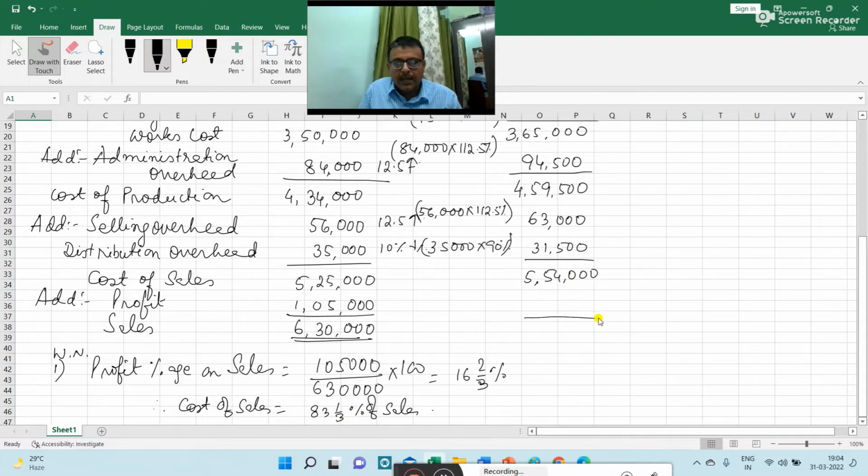So I am calculating here what will be the expected sales at the 2020 price. So 5,54,000 divided by 83 1/3%. So your sales figure is 6,64,800. And the profit is the balancing figure. This is 1,10,800.